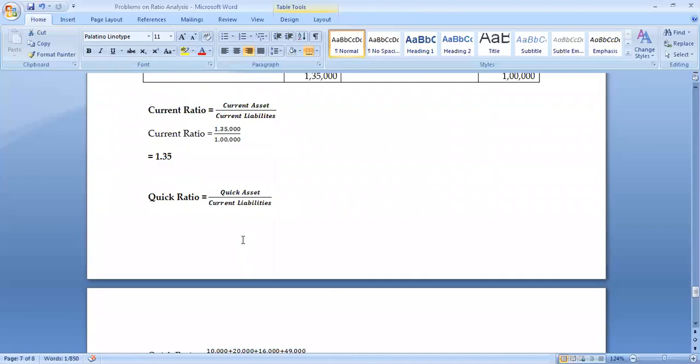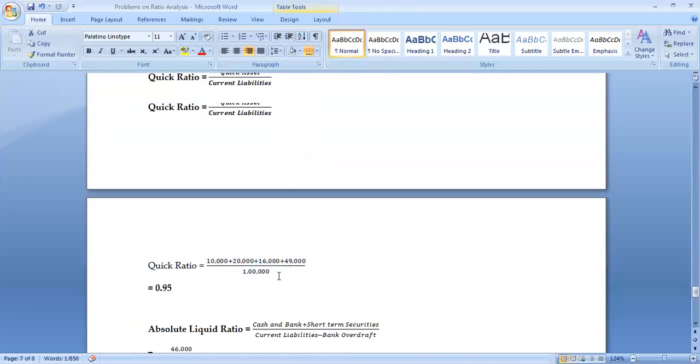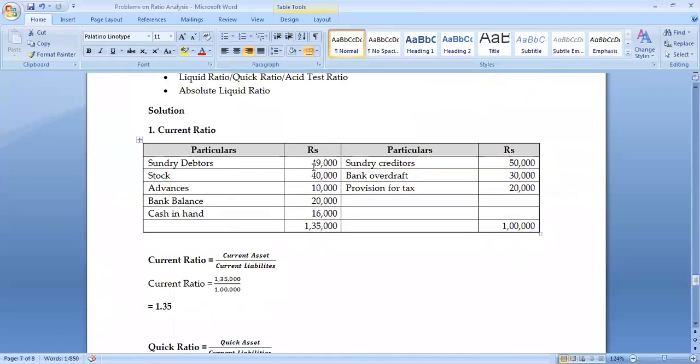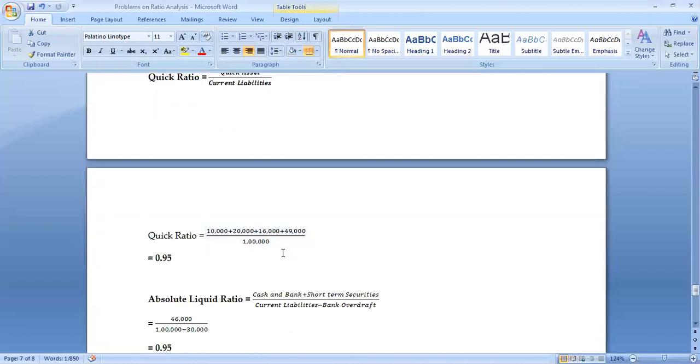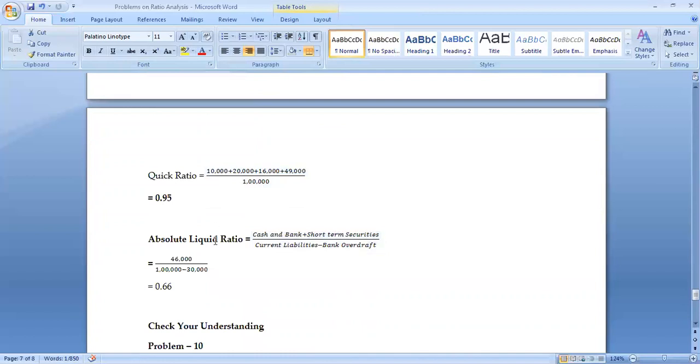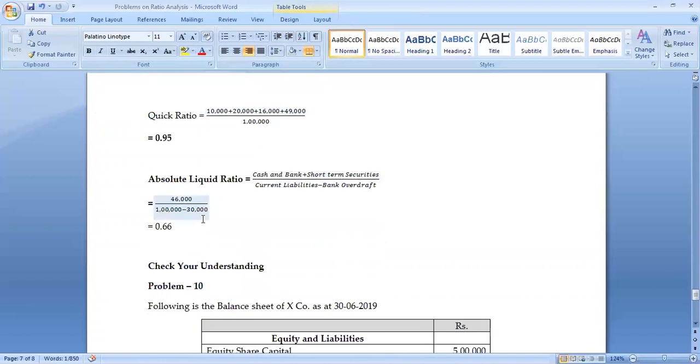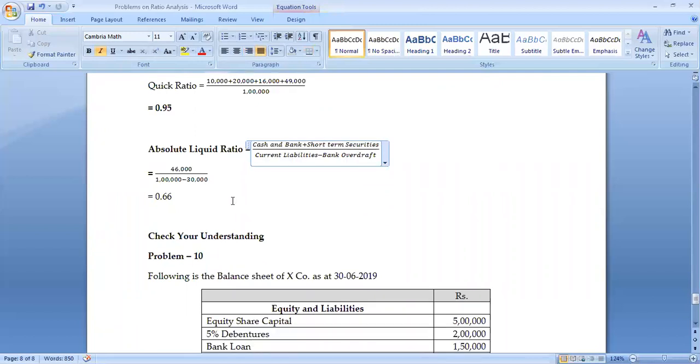Okay, it appears here. So 10,000 plus 20,000 plus 16,000 plus 49,000, except the stock. It indicates the quick assets divided by all the current liabilities. 0.95 is to 1. Absolute liquid ratio: cash in bank, which indicates the cash information and any short-term securities, and it includes the current liability minus bank overdraft. This we have already discussed when I was dealing with the formulas. So 46,000 divided by the current liability, which was 1 lakh.